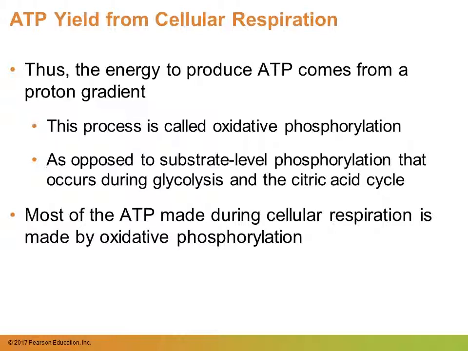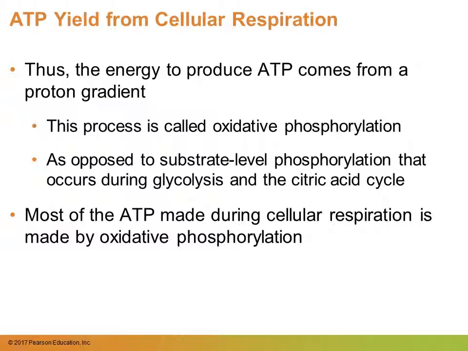Energy to produce ATP comes from a proton gradient, also known as oxidative phosphorylation. Step 4 is known as oxidative phosphorylation because it requires oxygen, and that's why we're constantly breathing, so that it can be used in step 4. That means that oxygen is the terminal electron acceptor, because remember, energy cannot be created nor destroyed. So all the low energy electrons gravitate to oxygen to ultimately form water.